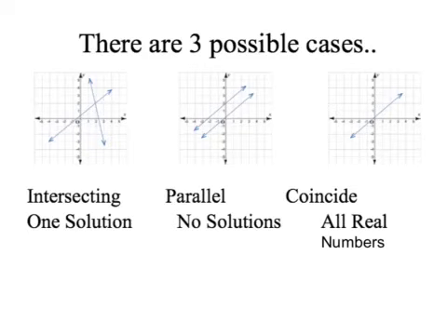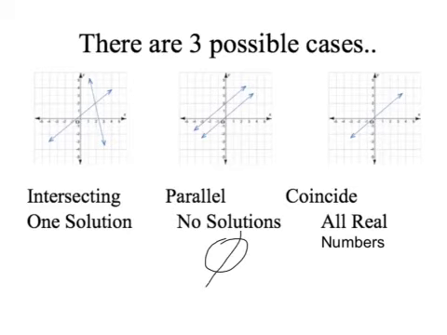There are three possible cases for your answers. If you have intersecting lines, which means the lines touch each other, you have one solution to that problem. If your lines are parallel, which means they never touch, that means there are no answers, so your answer is no solution. Don't forget, no solution is your zero with a line through it.